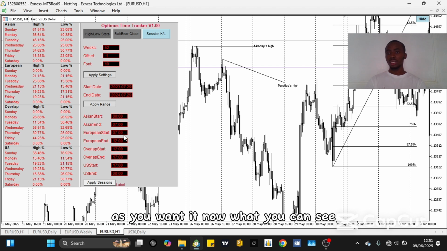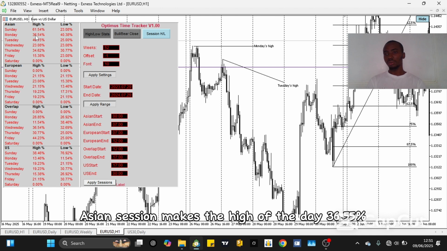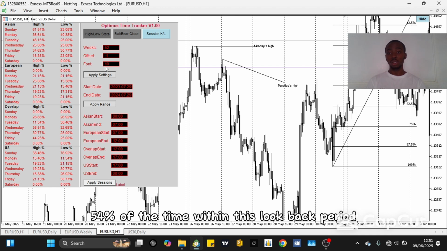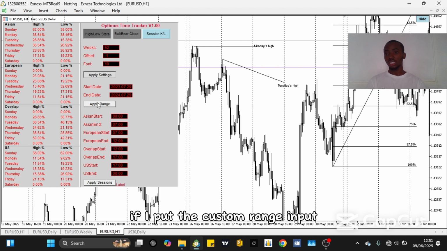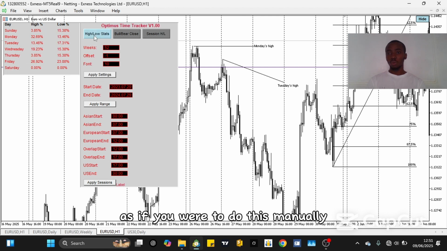What you can see here is that on Monday, the Asian session makes the high of the day 6.54% of the time within this look back period. If I put in the custom range input, you can see what happens, and that's how the data is being displayed. This is very important, as if you were to do this manually, it would take you weeks and weeks and weeks, and you would not be able to get all this data efficiently.